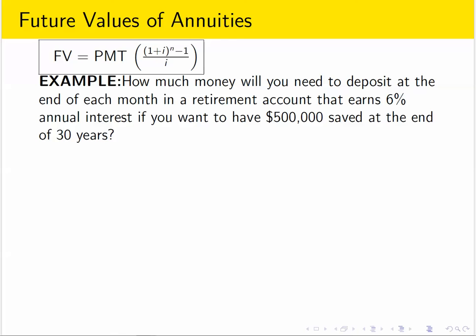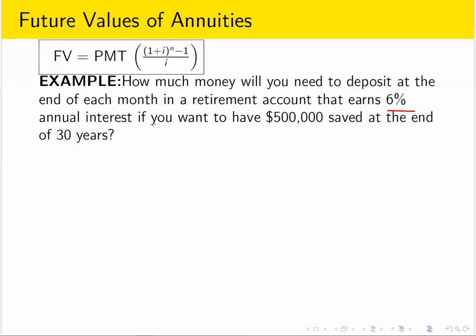So for example, if we are putting money into a retirement account over our working lifetime of, let's say, 30 years, and we want to have $500,000 in that account at the end when we retire, how much money should we put away each month if we're going to have an annual interest rate of 6%?